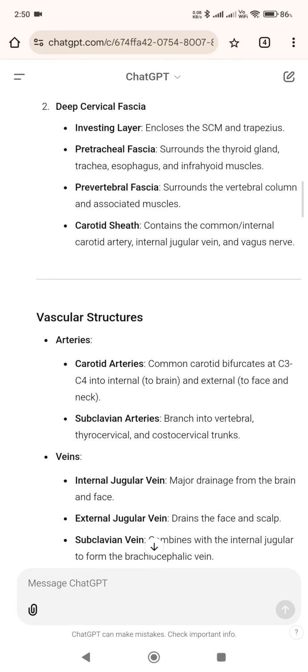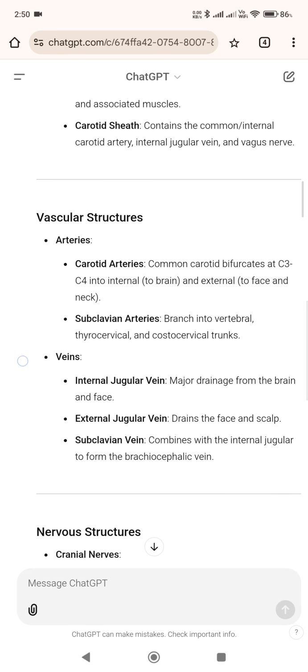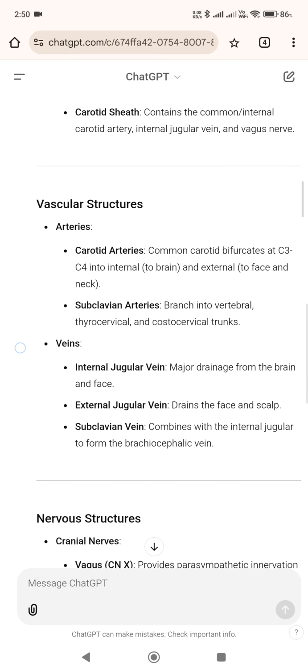Pretracheal fascia, surrounds the thyroid gland, trachea, esophagus, and infrahyoid muscles. Prevertebral fascia surrounds the vertebral column and associated muscles. Carotid sheath contains the common and internal carotid artery, internal jugular vein, and vagus nerve.